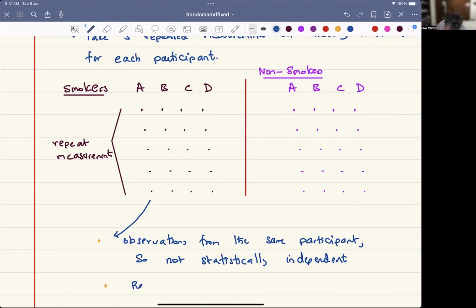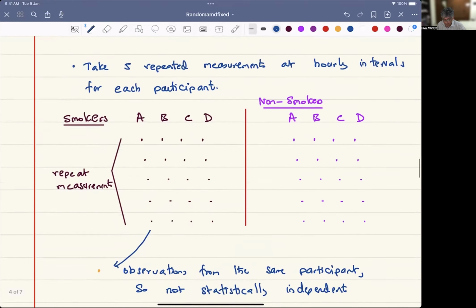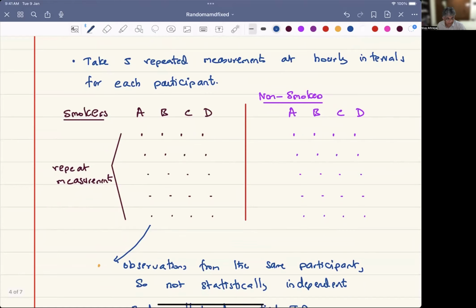So there is a random effect of, let's say, patient ID. You've picked a patient, and this is not quite replication. It could depend on A, B, C, and D in some way, and so on. So this is one way of doing the experiment. You go to everybody and do this.